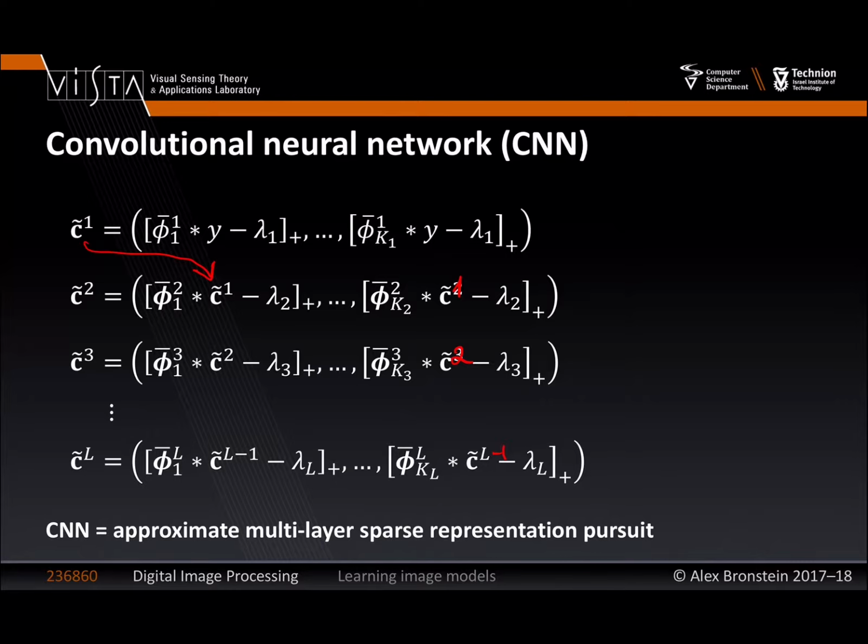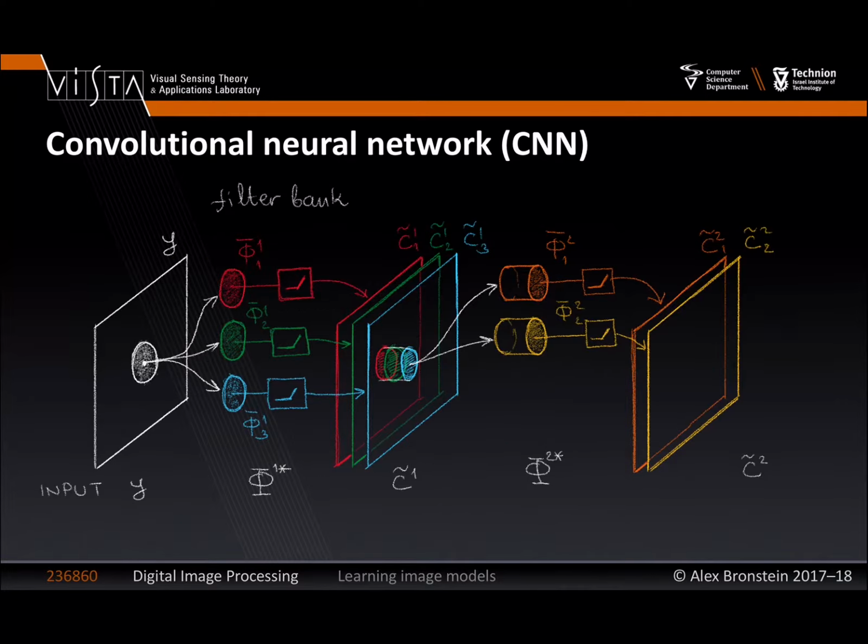And what we get is a structure that is called in the machine learning literature a CNN, or convolutional neural network. So basically, it looks like this. I tried to draw it artistically. So we start with our input y. So this is my image y. I apply to it a bank of filters. Basically, these are convolutions, right? Let's say in this case I drew three dimensions. So we have 3 atoms in our dictionary. Of course, in practice, we have many more.